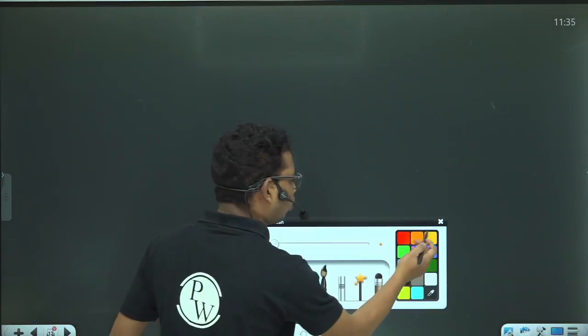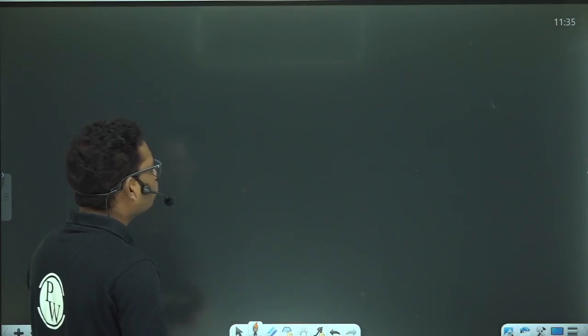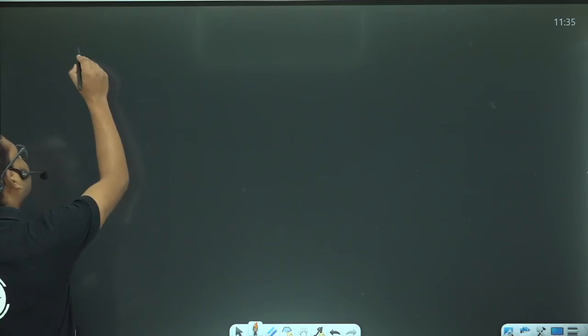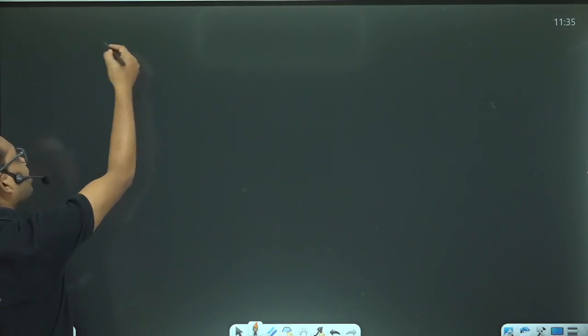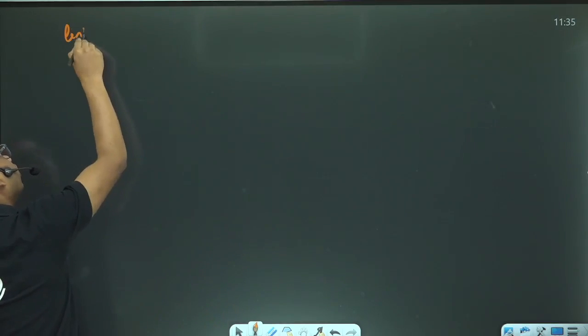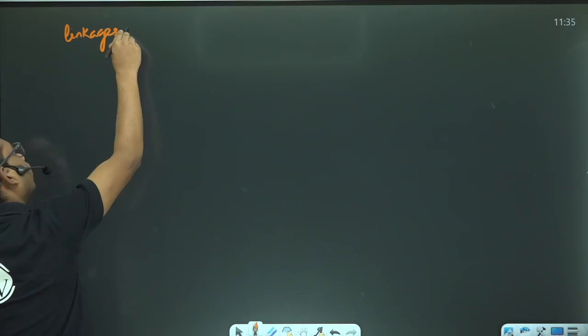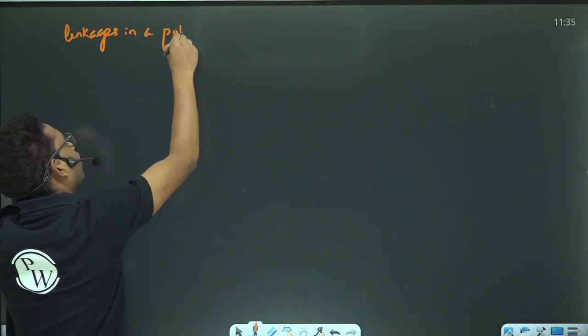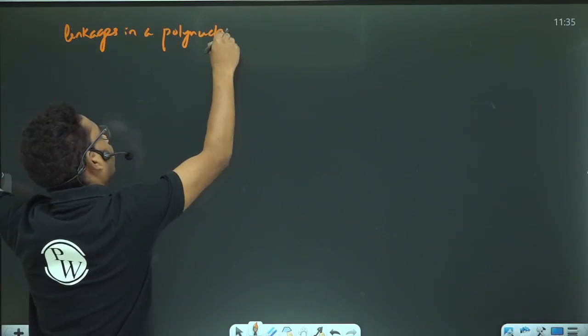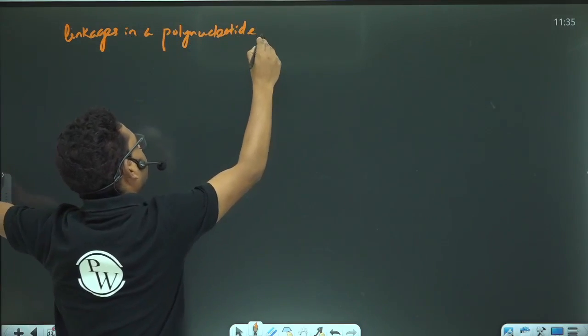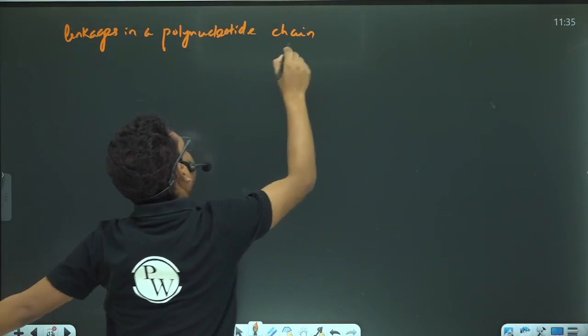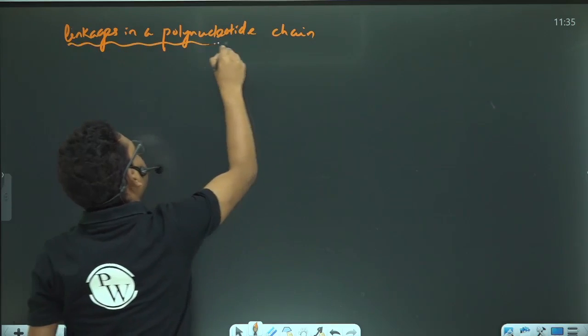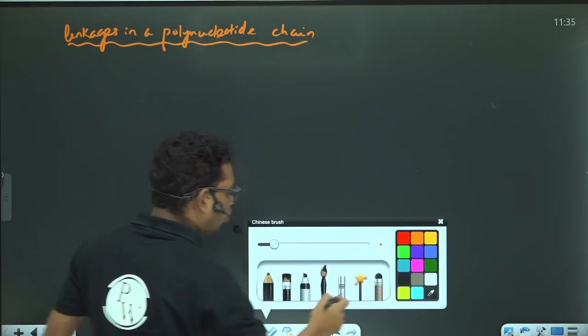So what about the linkages in a DNA molecule? Let me tell you one by one. If you talk about a DNA molecule or RNA molecule, it does not matter. I'm writing here: linkages in a polynucleotide chain. Let me draw a diagram over here.